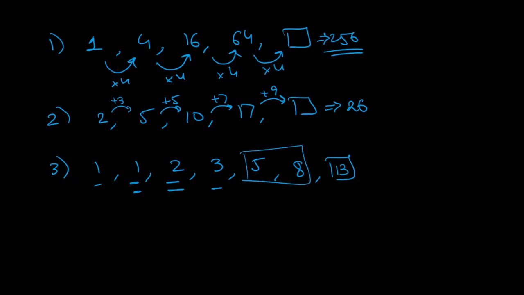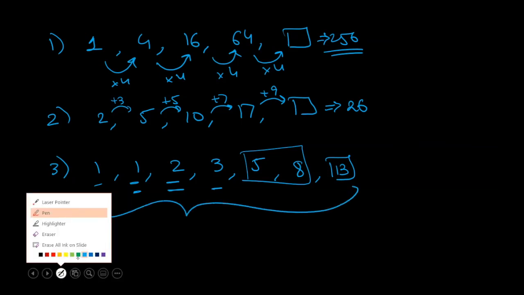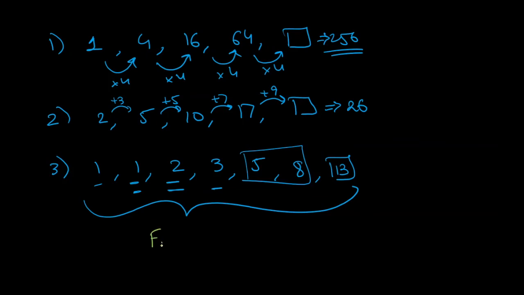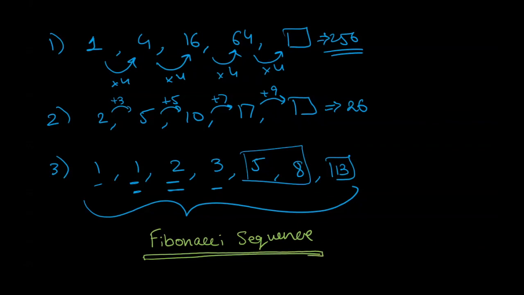And this is also called the Fibonacci sequence. This right here, let me change the color. It's called the Fibonacci sequence. I'm 99% sure that's how you spell it. If not, please forgive me, my spelling's not that great. So that is basically what this sequence represents.